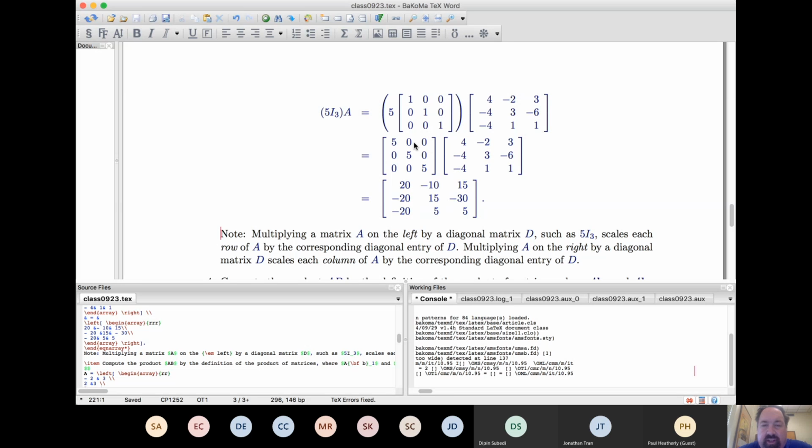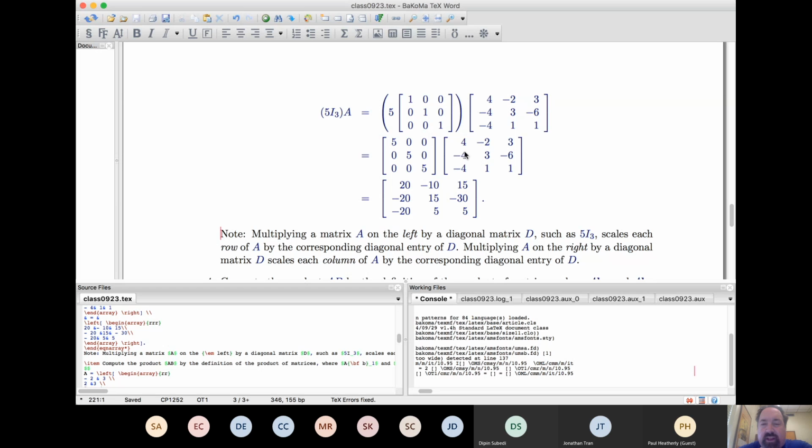Whereas if these were different numbers, like suppose I had 5, 4, 3, then I'd multiply the first row by 5, second row by 4, third row by 3. So that's what happens when you multiply by a diagonal matrix on the left. But if I take this matrix A and multiply it by a diagonal matrix on the right, then I'm scaling columns. So if I put this matrix over here, I'd be scaling every column by 5, and the end result is the same. That's because all these numbers are the same. But so that's a shortcut for you.